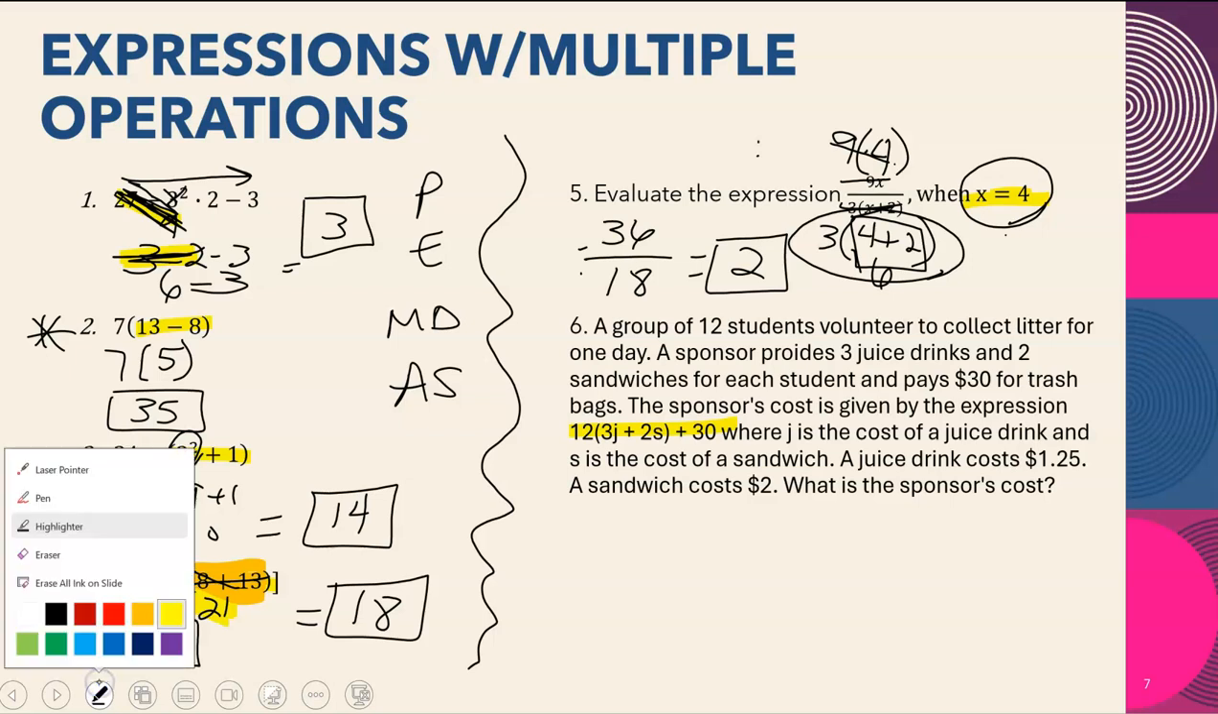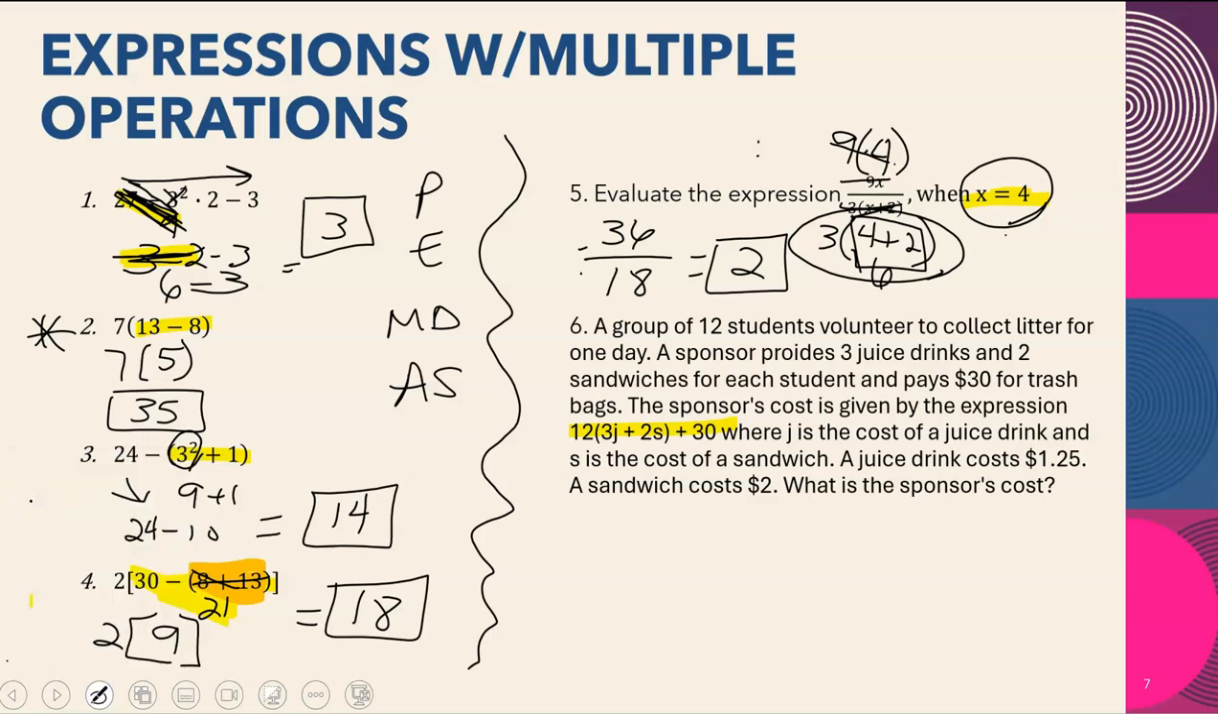So eventually we'll get to the point where they're not going to give you this expression. You're going to have to figure that one out on your own based upon the information given to you in the text. They were nice enough to give that to us here because we're just kind of getting our feet dirty, so to speak. Okay. So let's use what we're given. Let's substitute what we know. We know that J is $1.25.